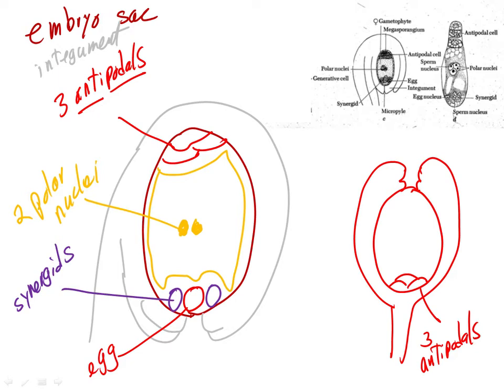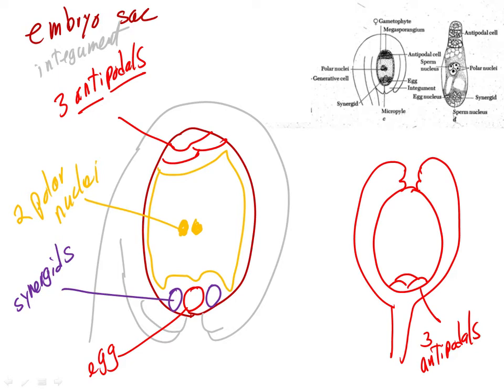Remember, what's the ploidy of the integuments? What's the ploidy of all of this stuff in here? Let's just talk about the nuclei. Yes, N is right for the nuclei. And then if you have to talk about the cells, you've got to say which cell. The egg is, the synergid is, the central cell is, N plus N, and the antipodals are.